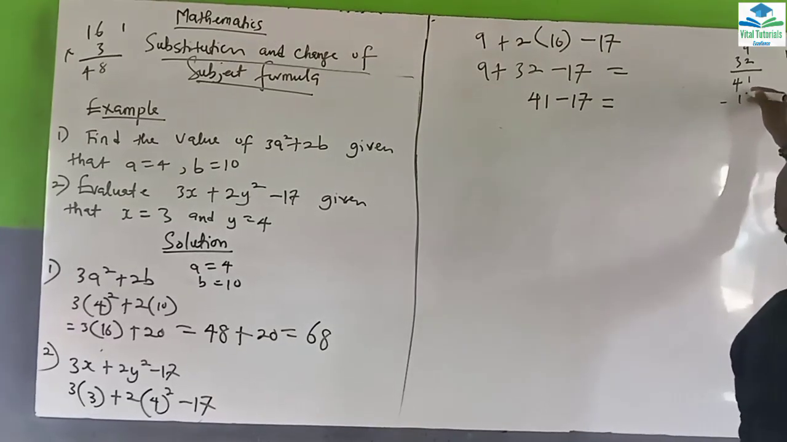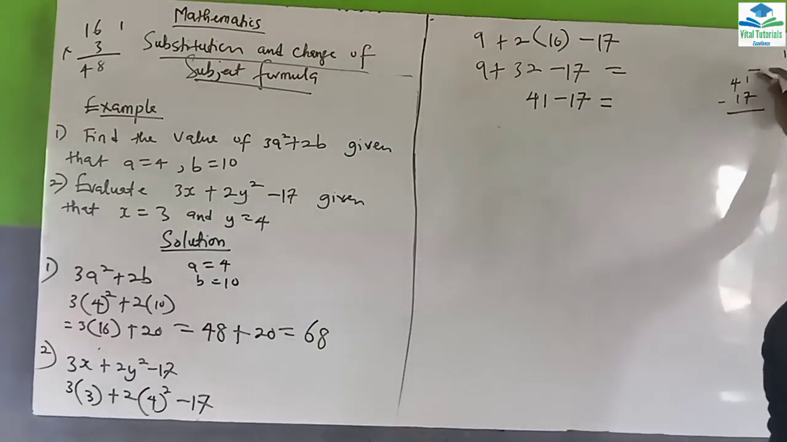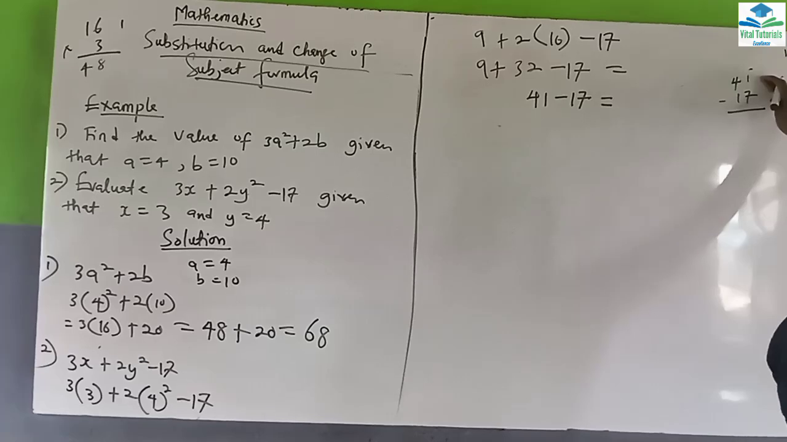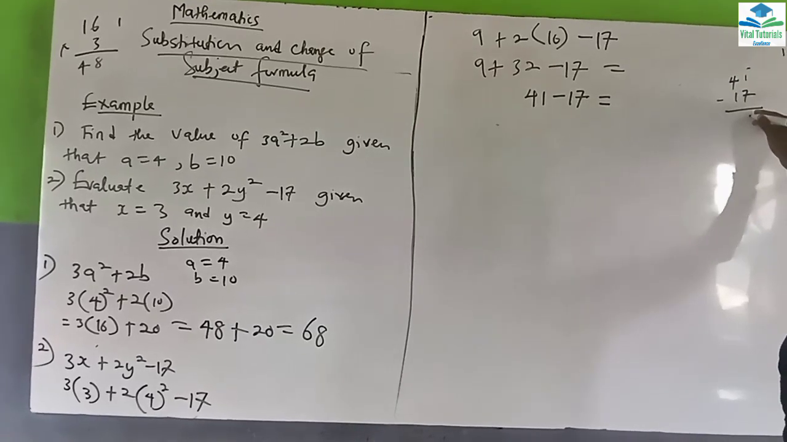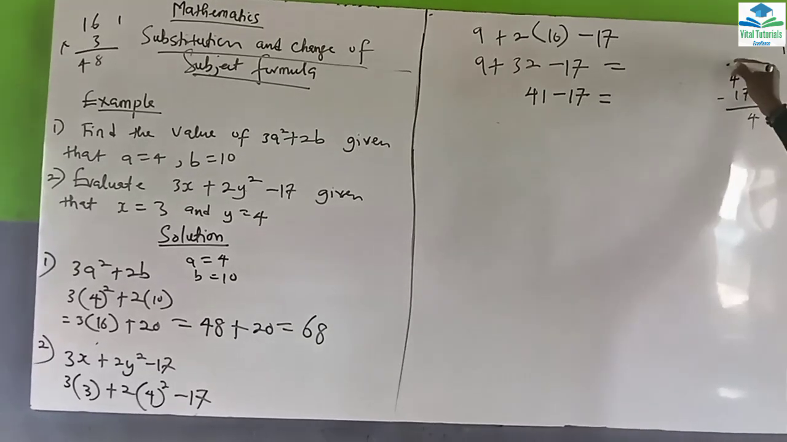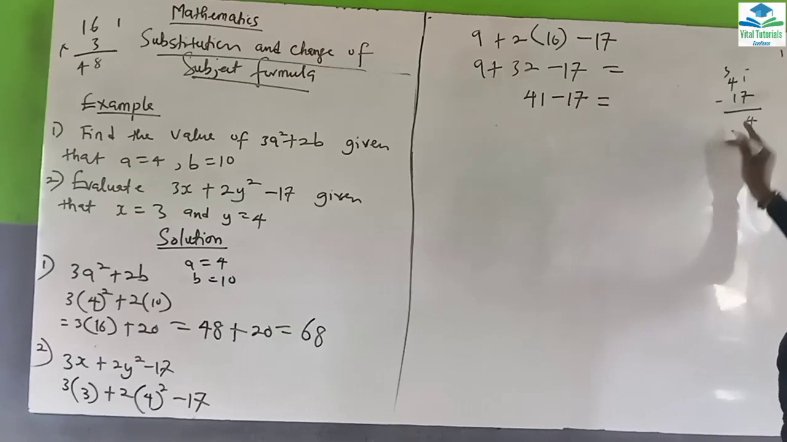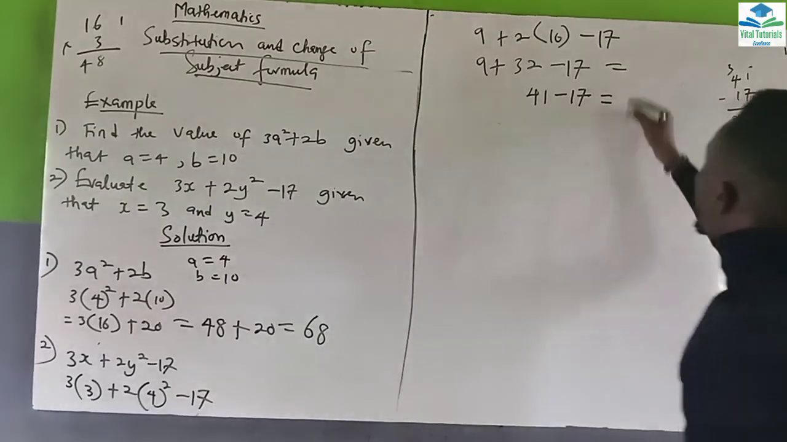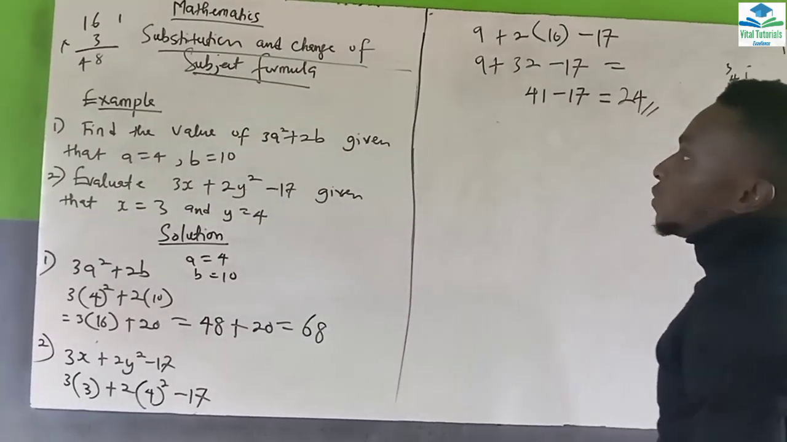Because 41 minus 17, this cannot go. Borrow 1 here and it becomes 11. Okay. It is 11. Here is now 3. I think that's 24. So the final answer is 24.